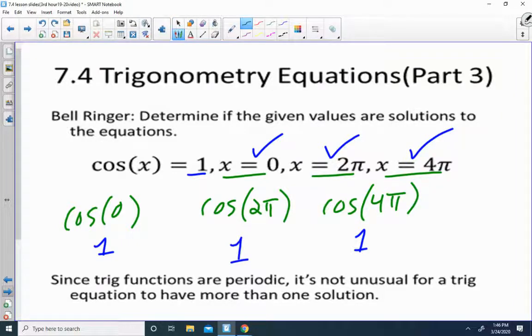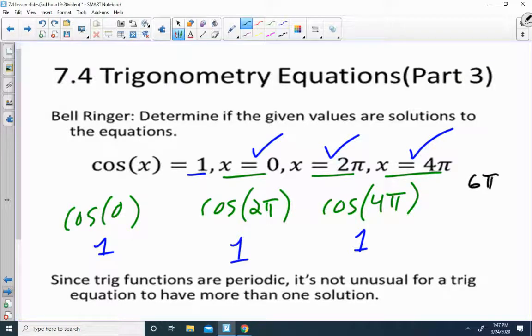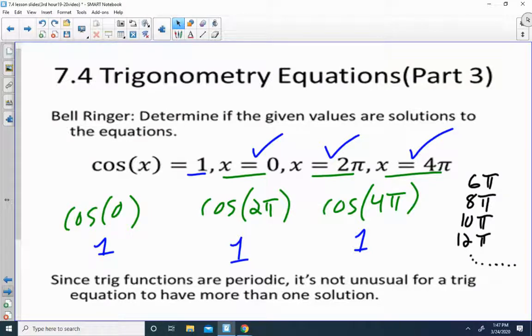And some of you are probably recognizing a pattern here. You can probably see that this would also work for 6 pi. It also works for 8 pi, basically just going by 2s. 6 pi, 8 pi, 10 pi, 12 pi, and so on. Any multiple of 2 pi would satisfy this equation. Now, what if the program wanted you to label every single one of those solutions in your answer?